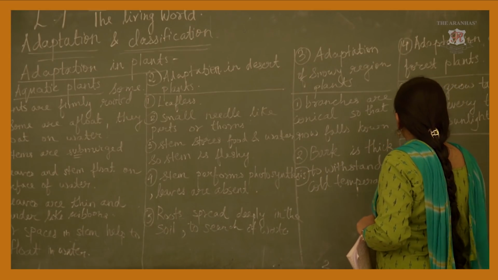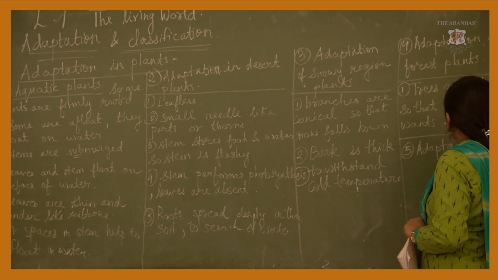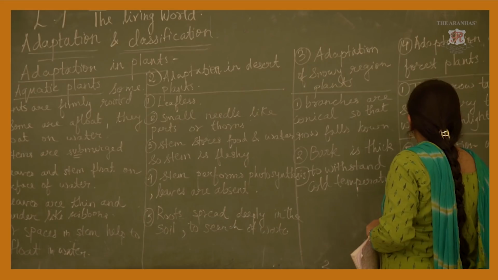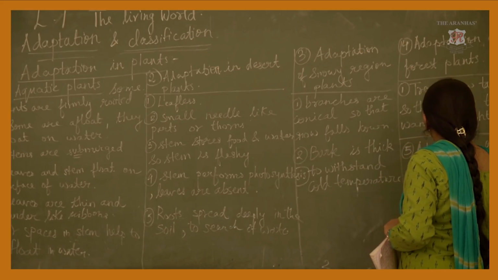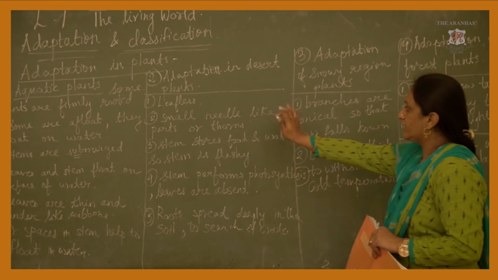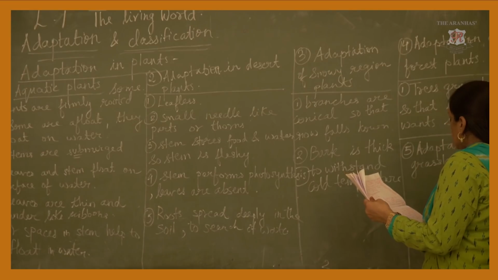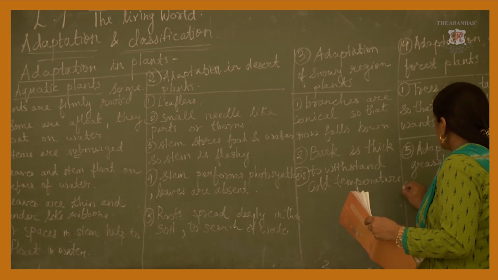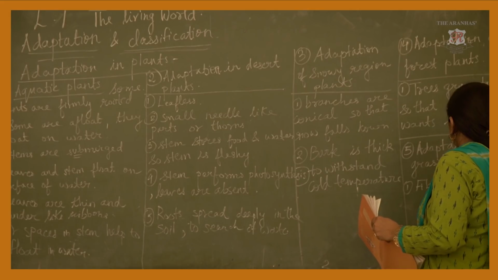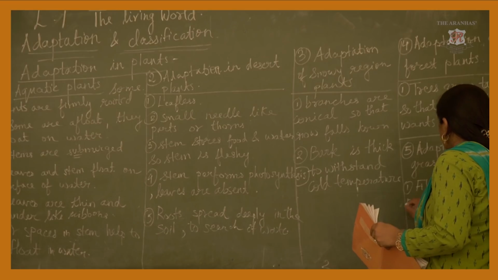And the last among the plants is adaptation of grassland plants. Grassland means grasses, gavat. Grassland plants, students, this is very simple, with no more characteristics like the aquatic and desert plants. See, in grassland plants, roots are fibrous to prevent soil erosion. Fibrous roots, so that there is no soil erosion.